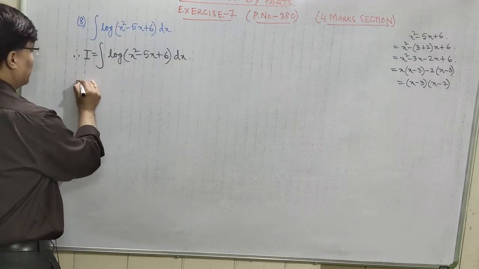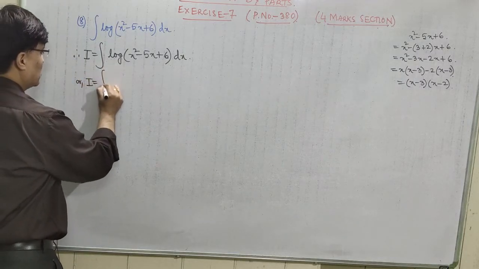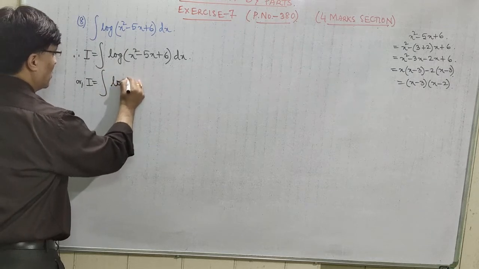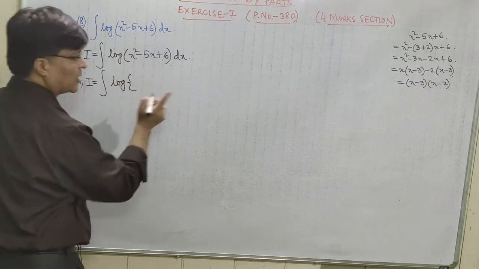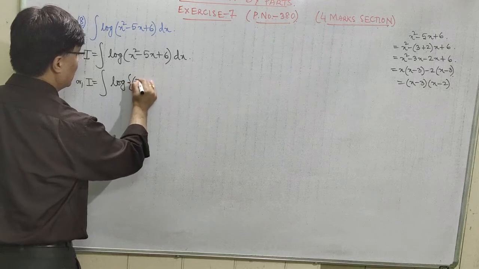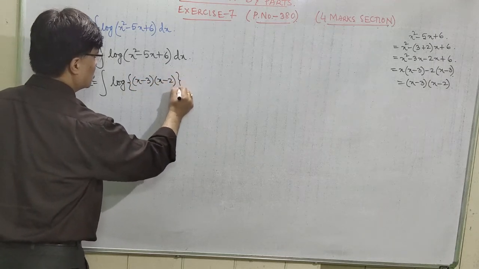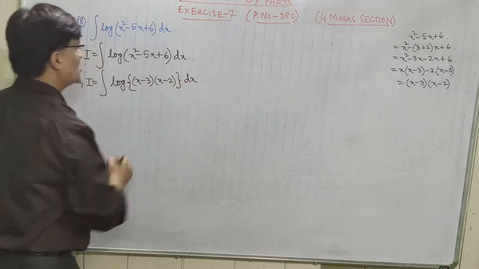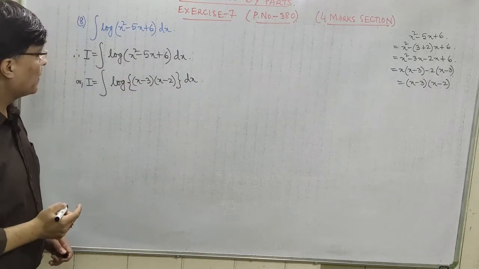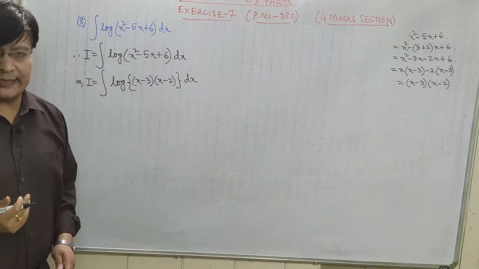Let us write it here. I is equal to integration of log. Let us write it within second bracket. What is within second bracket? x minus 3 into x minus 2. Second bracket closed, then dx. Okay, so what will you do in the next step?